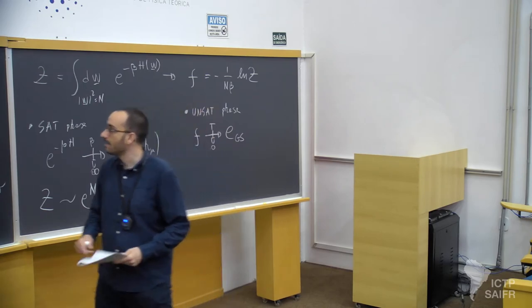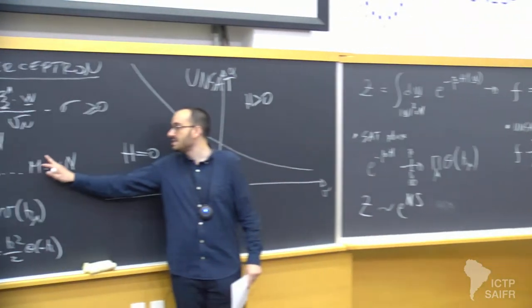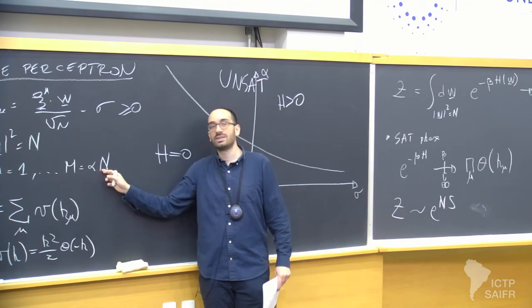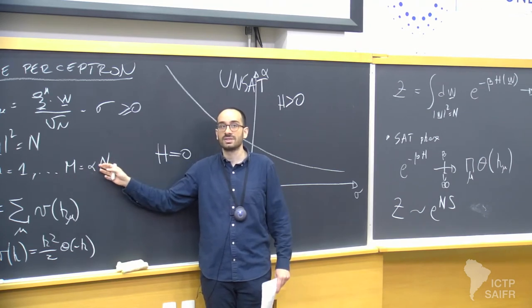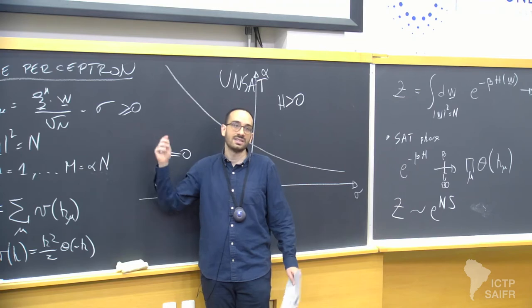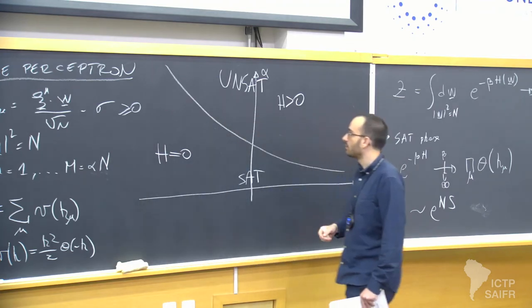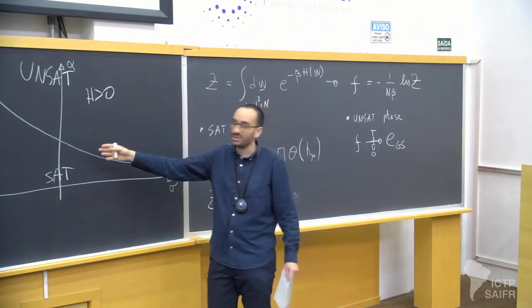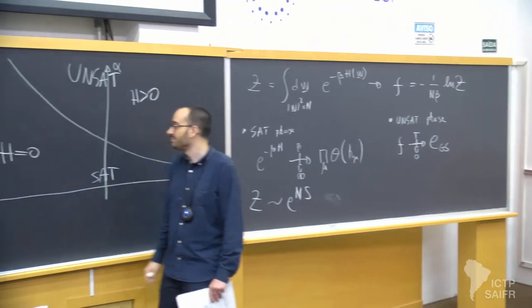Big M? Yes, this is an integer. But then you scale it with n, and alpha can be whatever. So for n large, alpha is a real number. Of course, if you want to simulate it, you need to take M integer. Okay.